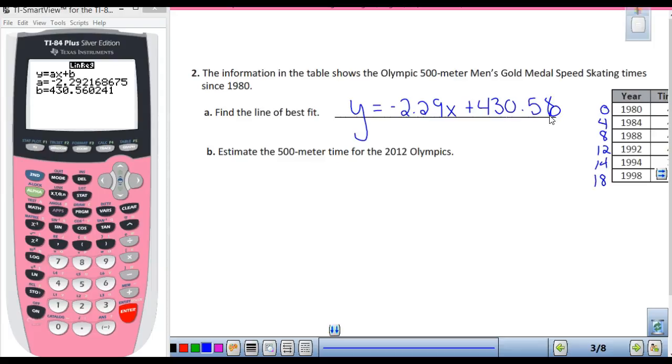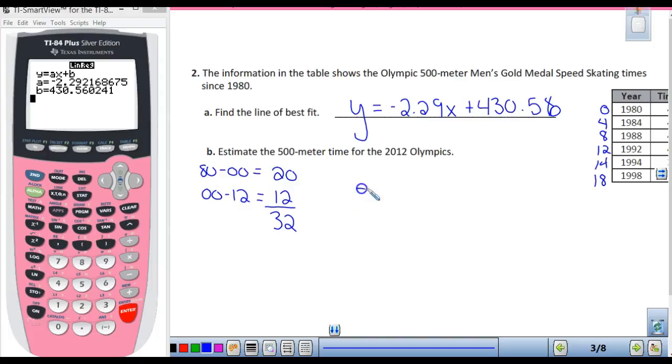All right, so now the 2012 Olympics. Remember, we started at 1980. So to go from 1980 to 2012, 32 years? Yeah. Okay, because from 1980 to 2000 gives us 20 years. From 2000 to 2012, we've got another 12 years, so that gives us 32 years later.